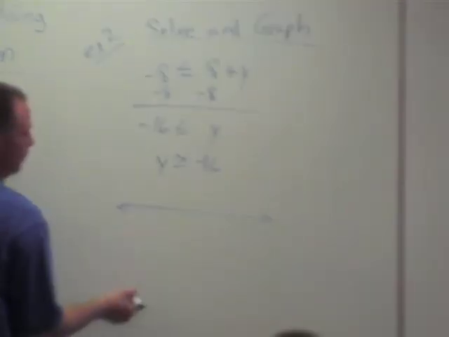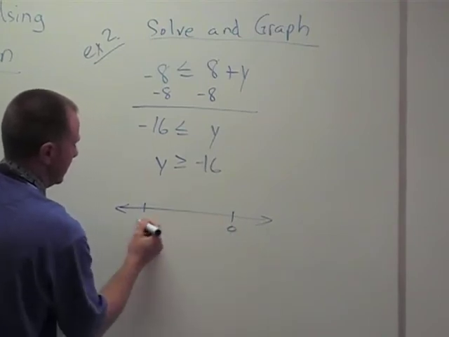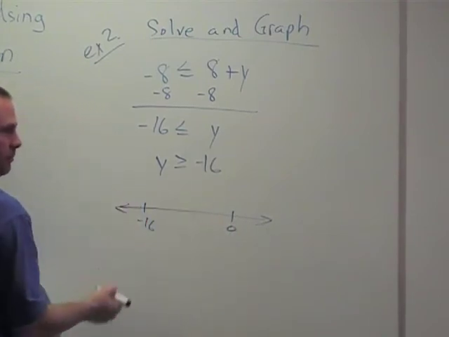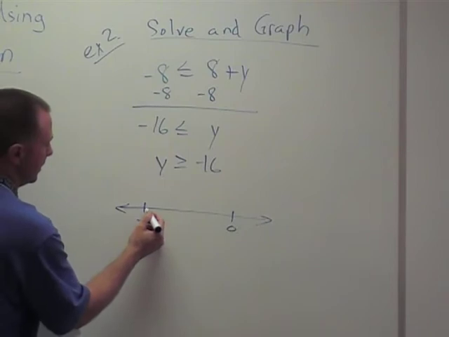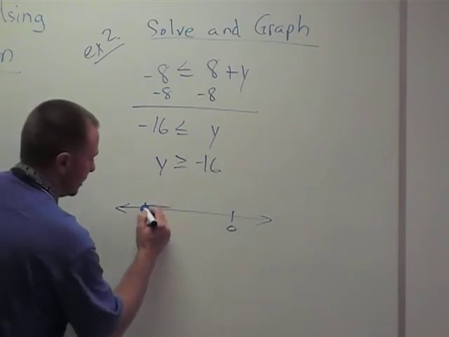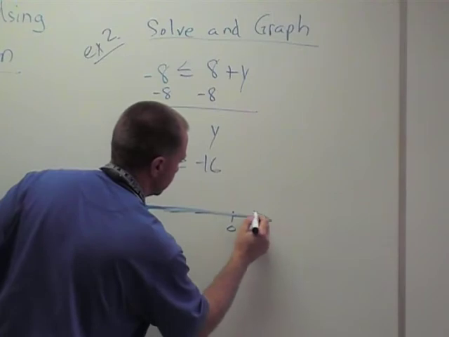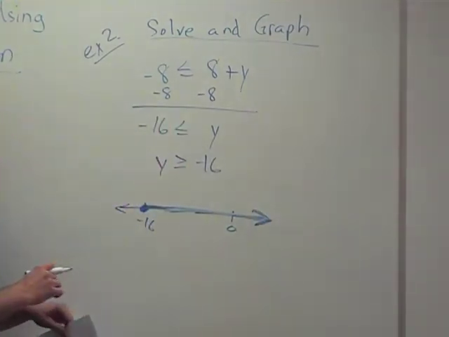So here we'll do what you guys were talking about. Put a 0 here, negative 16 here. It doesn't have to be that big of a gap. Greater than or equal to. So it has the equal sign mark, so I'm going to color it in. And greater than means I'm shading to the right. How's that?